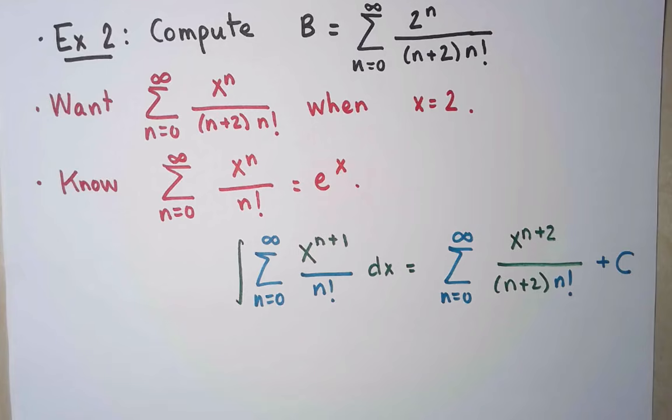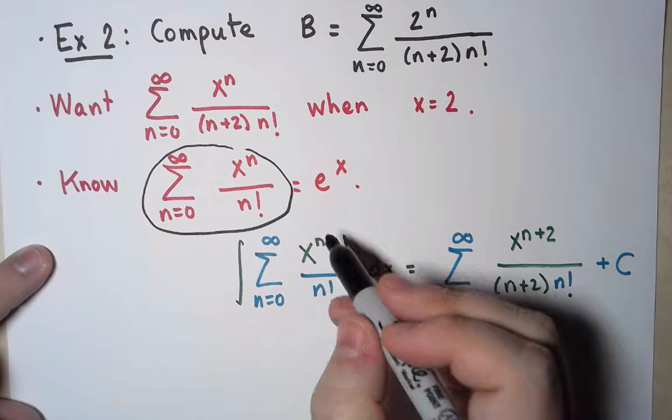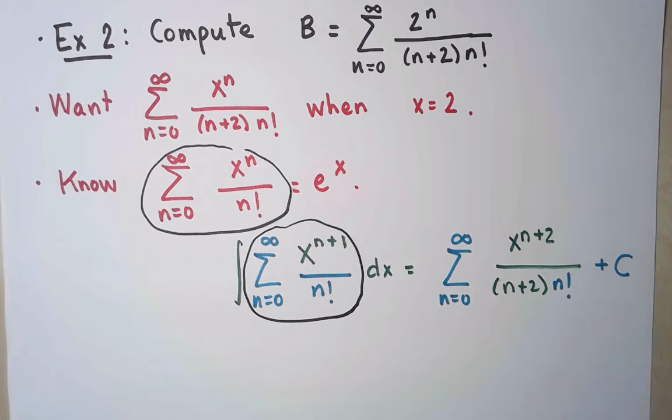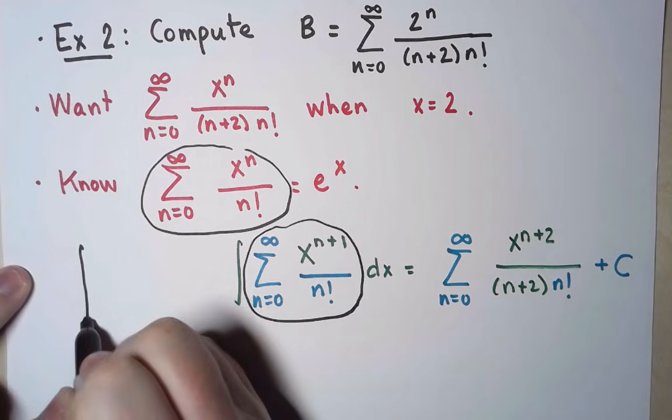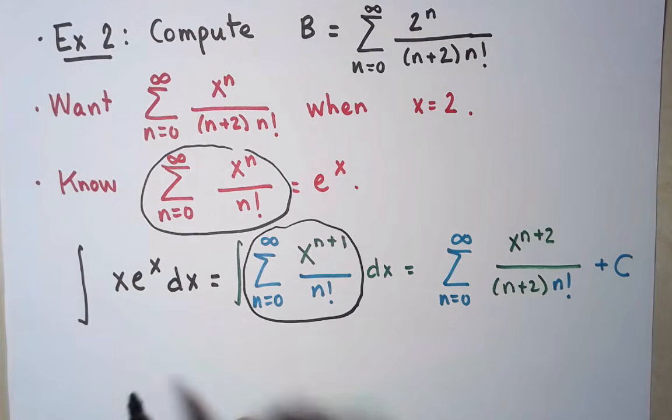Now this sum is not exactly the one I have here, but it's very close. If I know the value of this sum is e to the x, what will the value of this sum be? Well, it's the same sum times an extra x. So I can reinterpret this as the integral of x times e to the x. There. And I think I have a plan now.